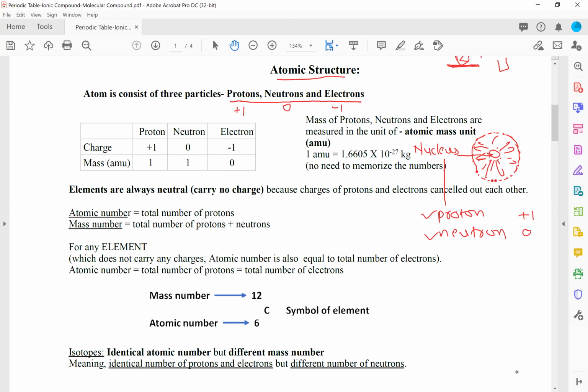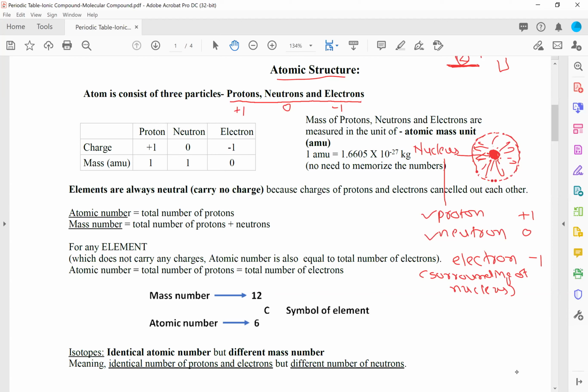And what do we have outside of this nucleus? So this is our nucleus. Once again, I'm going to highlight it even more so you can focus. Outside of this nucleus, in the surrounding area, we have electrons. Electrons are in the surrounding area of the nucleus. And what charge are they carrying? They are carrying a negative 1 charge.